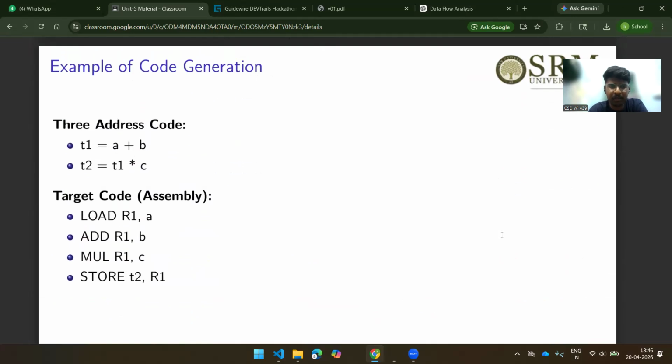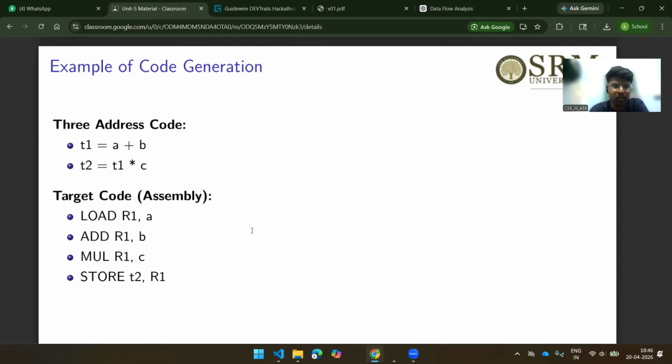So here's an example. This example shows how high-level operations translate into machine instructions. First, T1 is equal to A plus B, stored in a temporary variable. T1 is a temporary variable and then multiplied with C. That is again stored in another temporary variable. So the compiler maps these to register operations: load, add, multiply, and store.